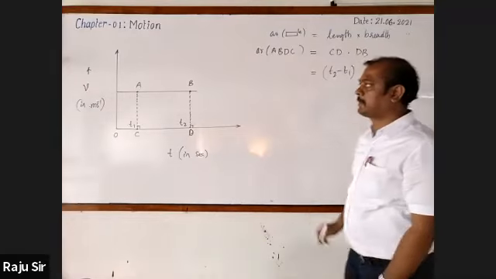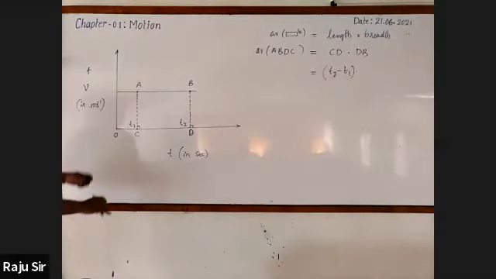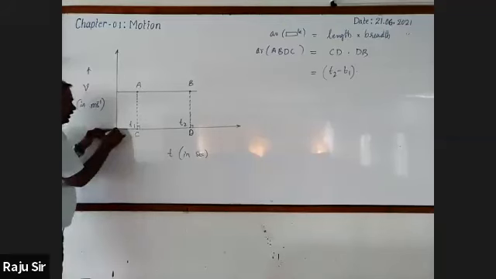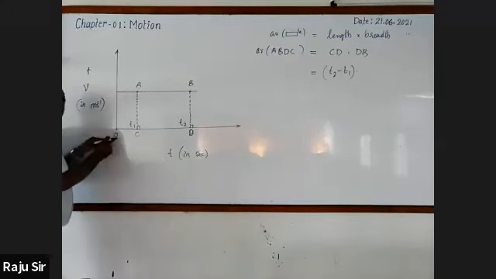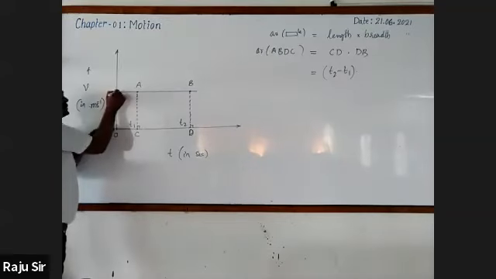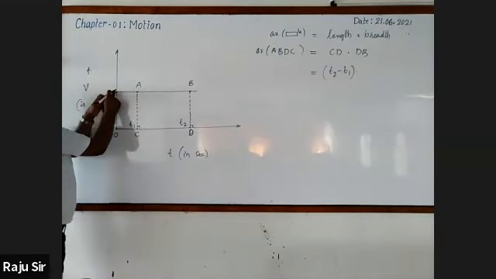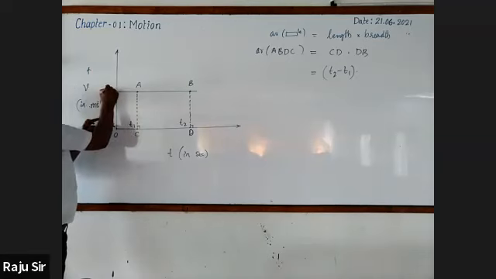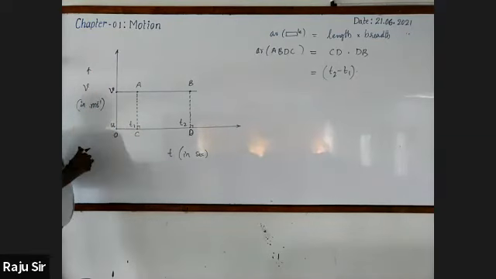Similarly, observe it. Here, 0 represents the initial velocity, right? This point will be the final velocity. I take this as U, the final velocity as V. So the difference is V minus U. Very good.